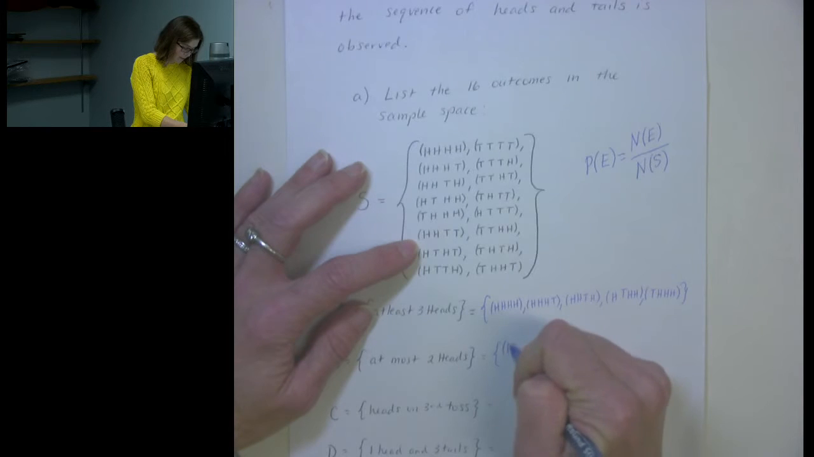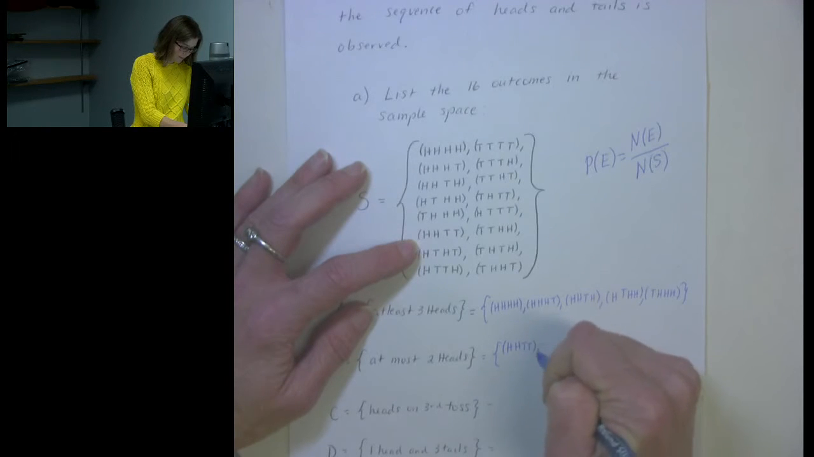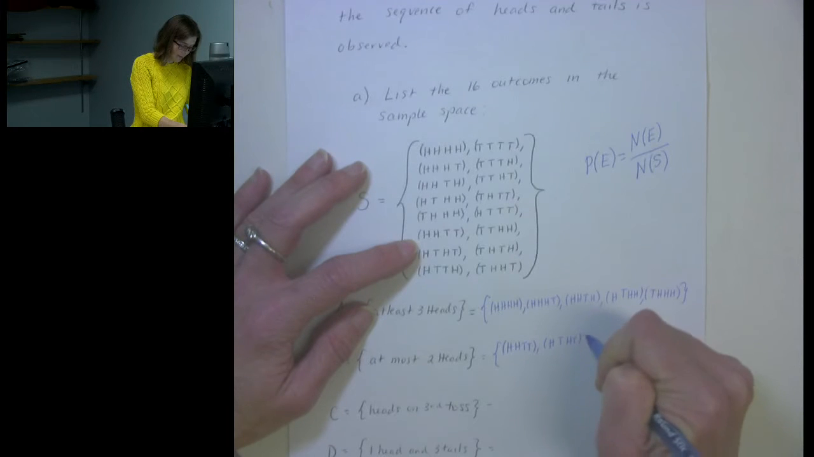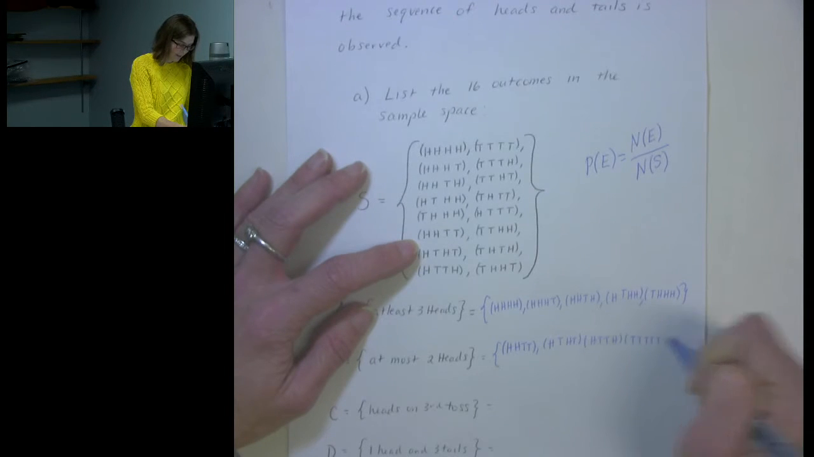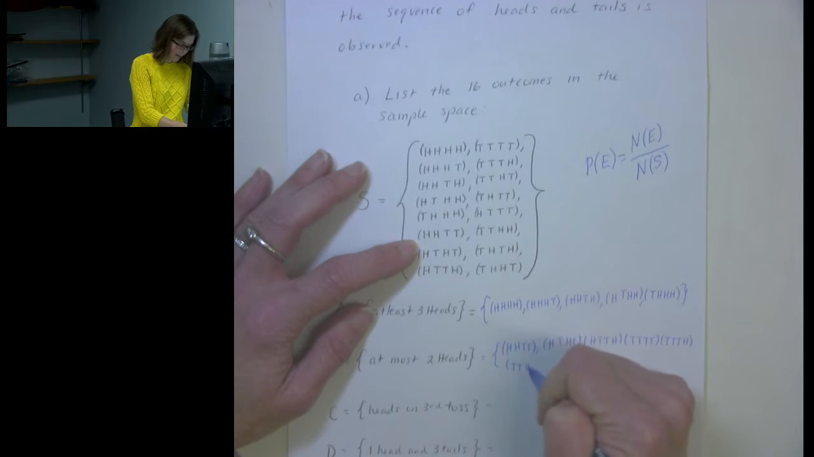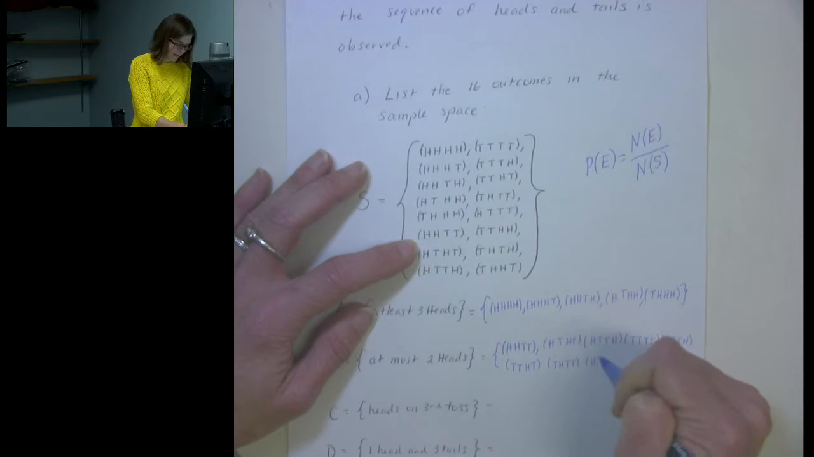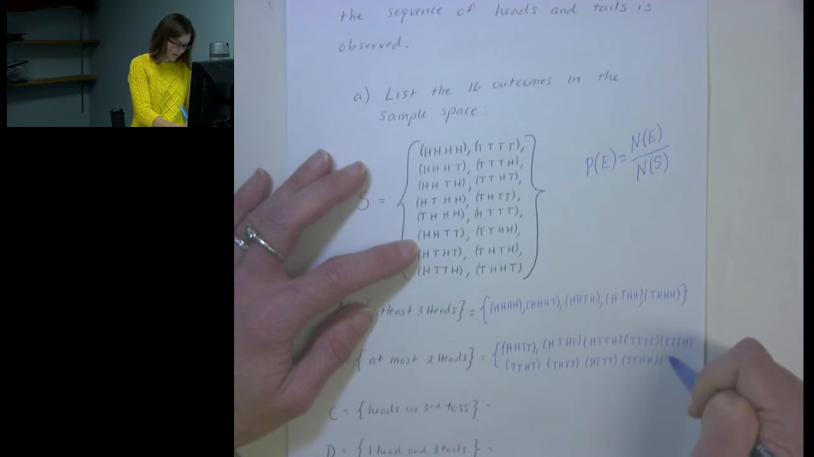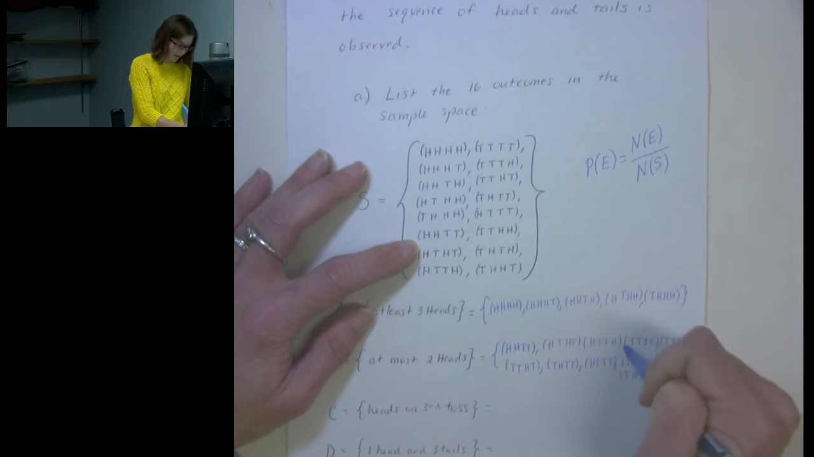So I'd have heads, heads, tails, tails, heads, tails, heads, tails, heads, tails, tails, heads, tails, tails, tails, tails, and so on through the rest of the outcomes with at most 2 heads. So all of those outcomes would be the event B of getting at most 2 heads.